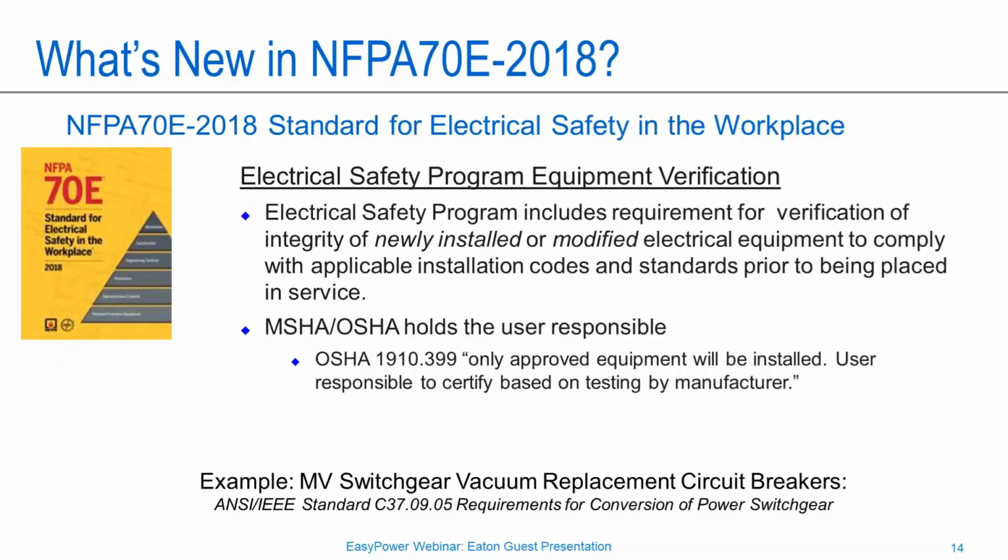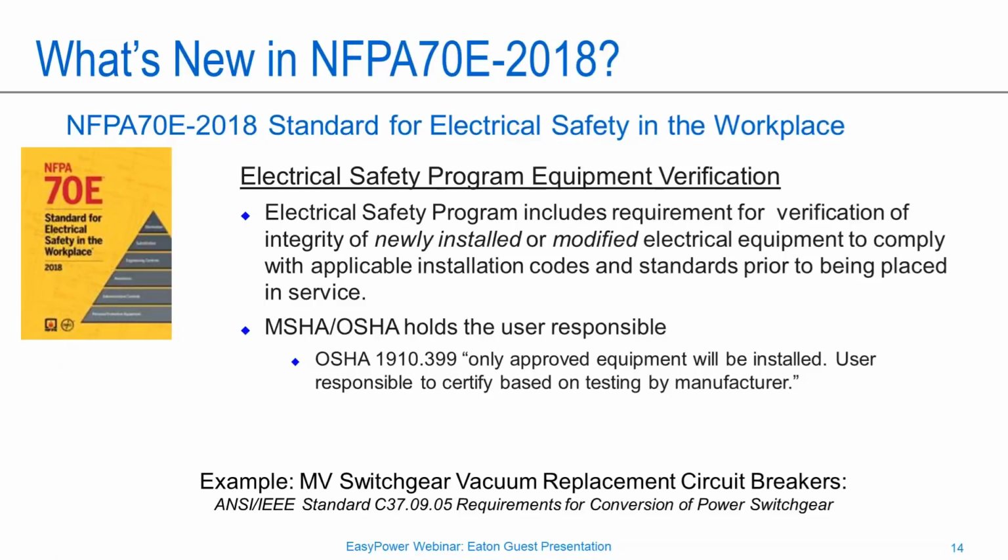This is an interesting one here around electrical safety program equipment verification. There's lots of antiquated equipment, vintage equipment installed in several facilities, and this really talks around newly installed or modified equipment to comply with applicable installation codes and standards prior to being placed in service. And there's some OSHA language. I've put a specific OSHA 1910 article here that talks about approved equipment, so based on testing by the manufacturer. So the notion here is that if you retrofit or upgrade equipment in the field, you need to go back to the manufacturer and make sure that it's in compliance with some sort of standard.